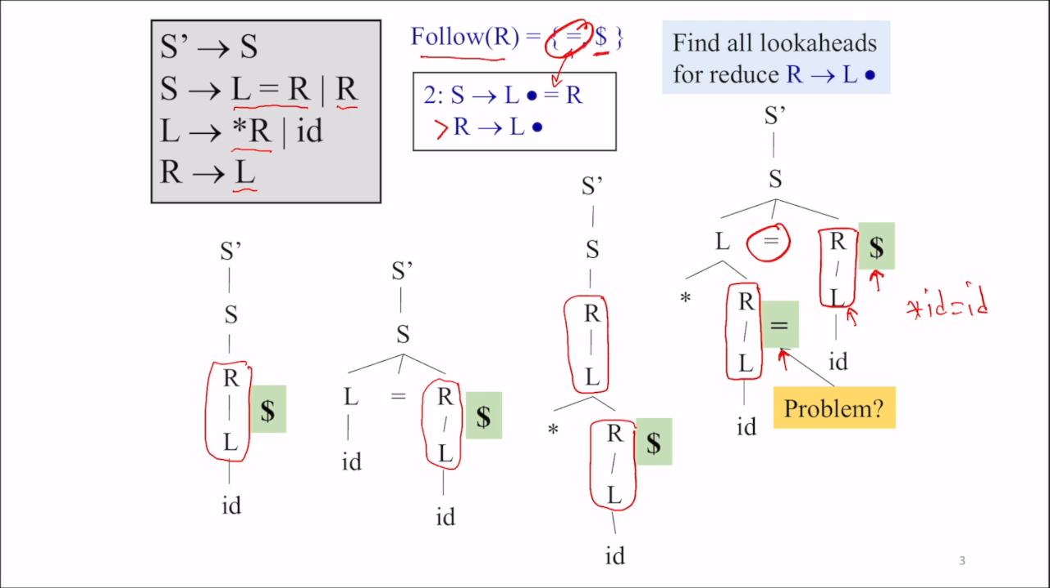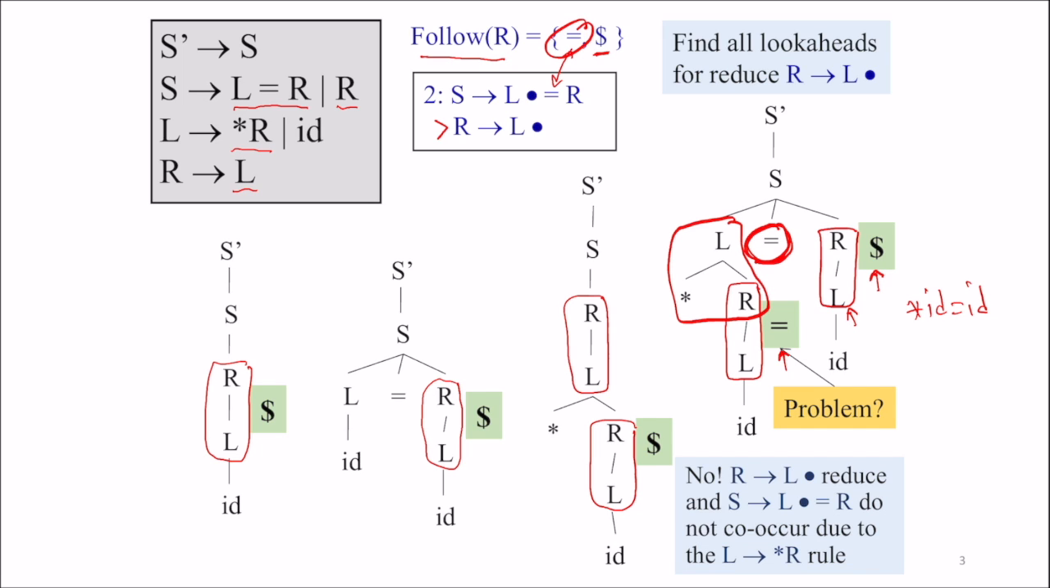It's not a problem if you keep track of how I got to this R goes to L rule. The only way to get to this R goes to L rule is if I use this L goes to star R expansion, right? And that's the only place I can see this equal to the right of the L. If I have equal to in the context of the reduction of R goes to L, I must have expanded the L goes to star R rule. I must have used it in order to get there. As soon as I use that to get there, I know that I'll have an equal to.